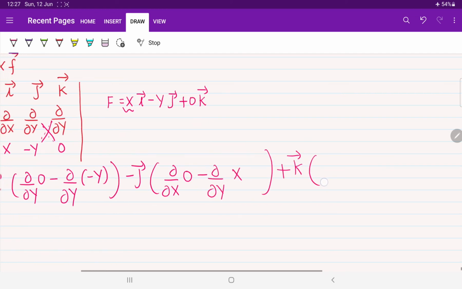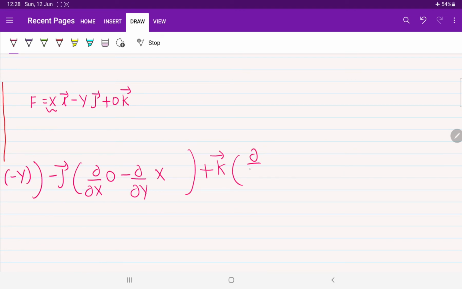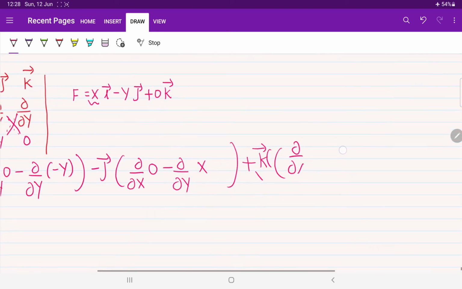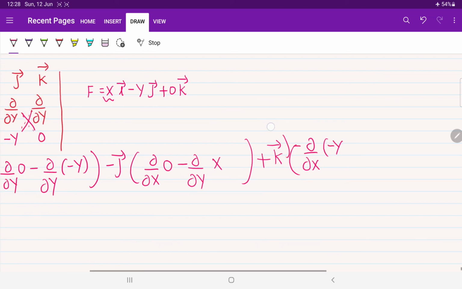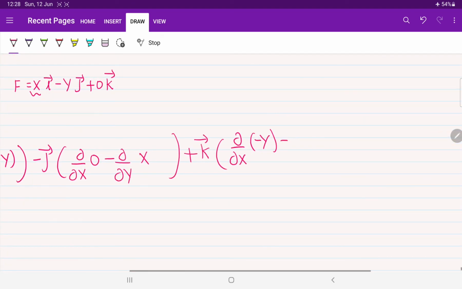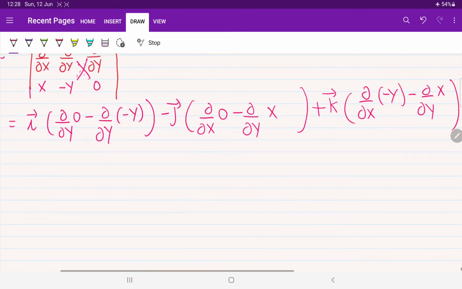Now for k quantity, it will become dou by dou x into what you will be getting? Minus y, minus of dou by dou y into x, not dou x. Okay, that's all. Now let us write down the resultant expression.